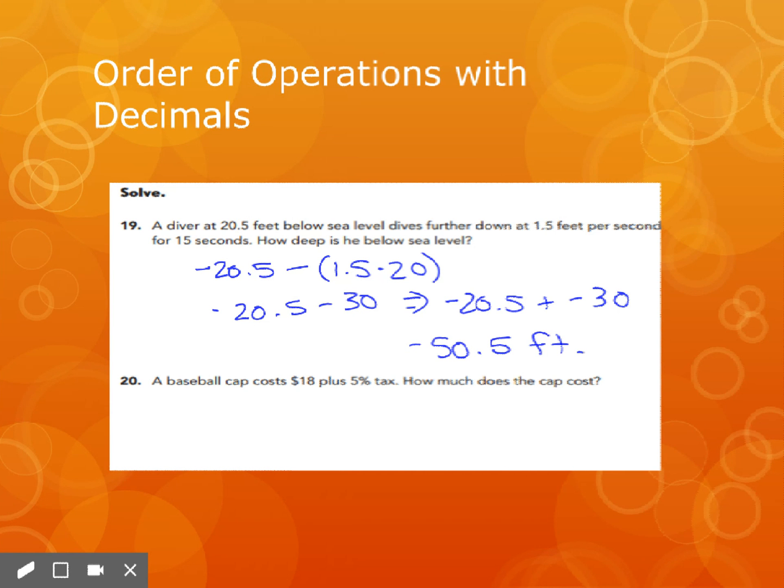A baseball cap costs $18 plus 5% tax. So right away, I'm just going to do 18 times 1.05 to get my answer. I like this method better because it's quicker. And my total would be $18.90.